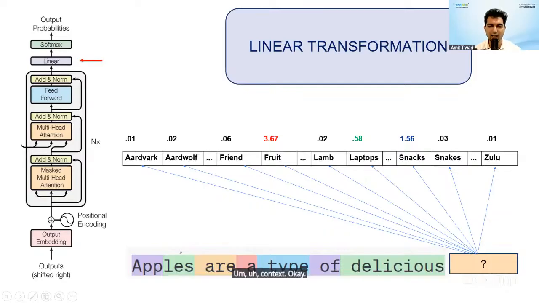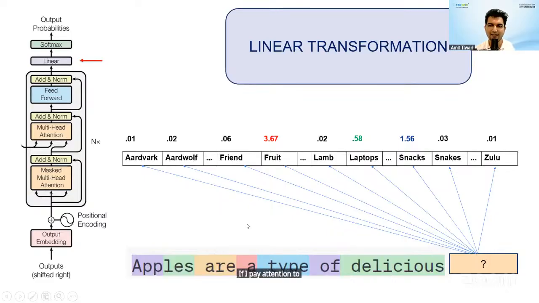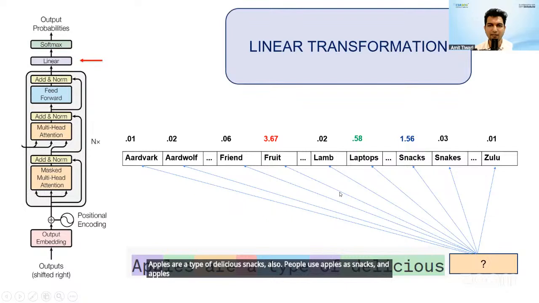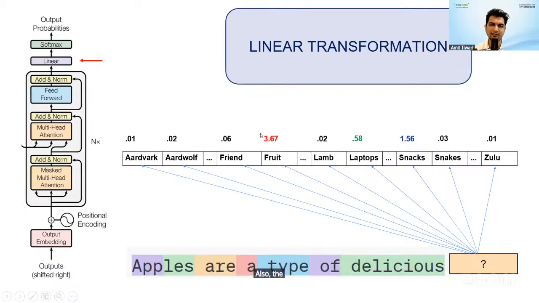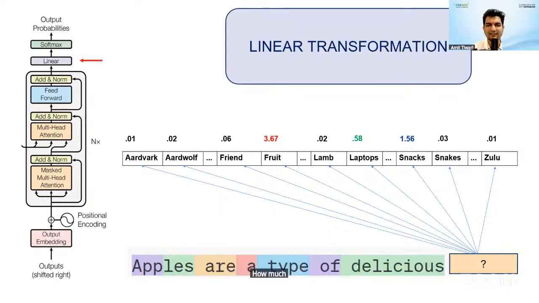Okay, so if I pay attention to apple, type, and delicious, the next word in this sequence can be fruit, can be laptops, can be snacks, right? If I pay attention to apple, then the next word can be laptop also. If I pay attention to apple and delicious, then snack can also be the next word. Apples are a type of delicious snacks also. People use apples as snacks, and apples are a type of delicious fruit is also the next word that is there in the sentence. So all these three words, fruit, snack, and laptops, they will get a score on the basis of how much context they carry from the sentence.